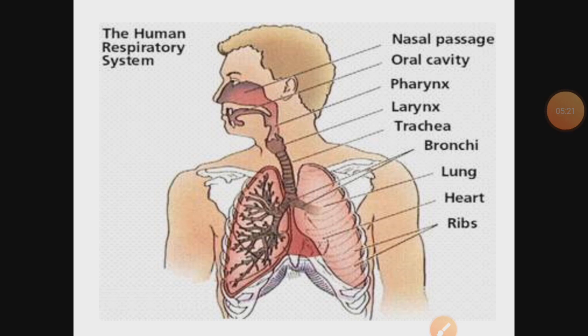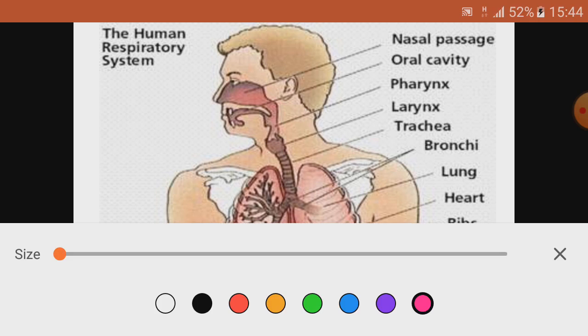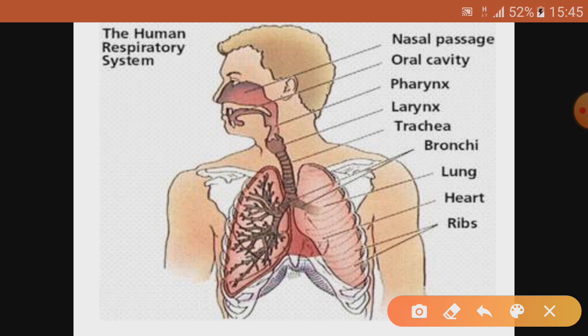Now through this diagram, I will try to explain the passage of the air to you. Look at the diagram carefully. This is the nostril. Air enters through the nostril. Then it comes to the nasal passage. Then from the nasal passage, it comes to the pharynx. Pharynx is the common passage which is present in your digestive system also.